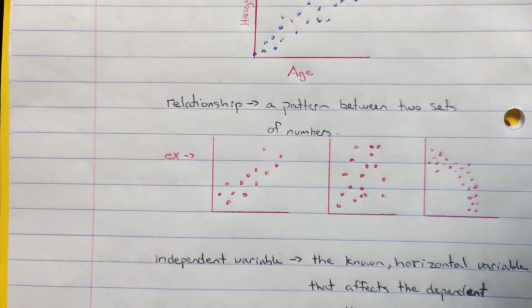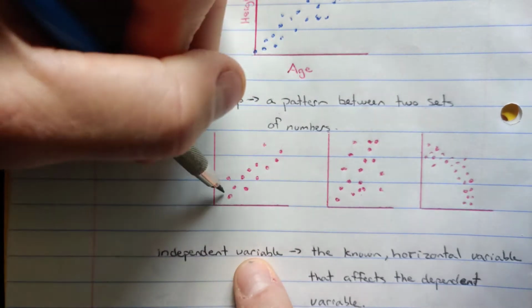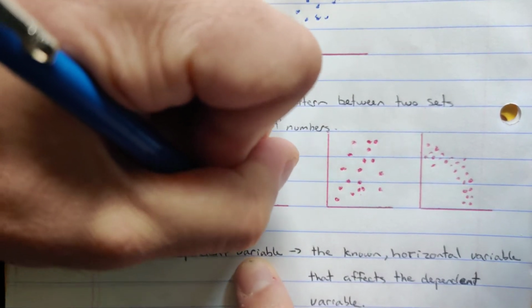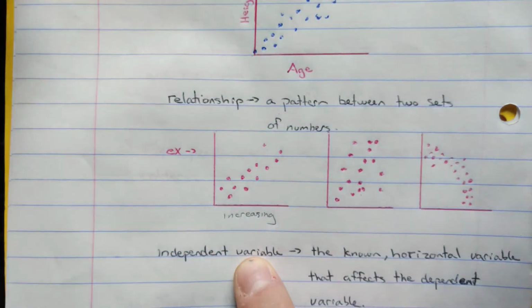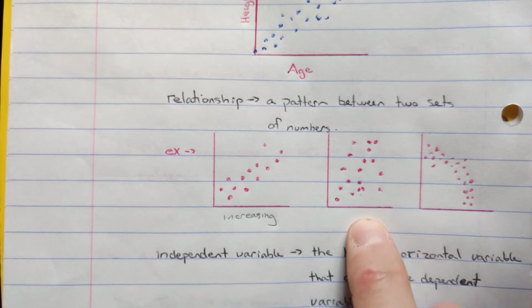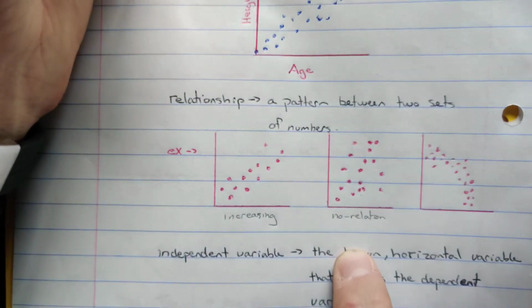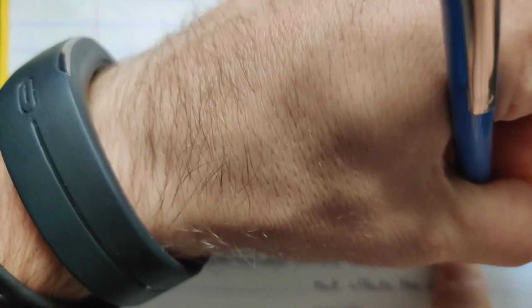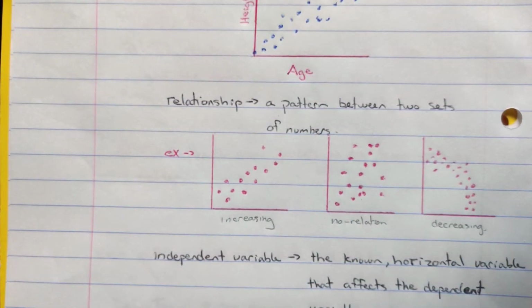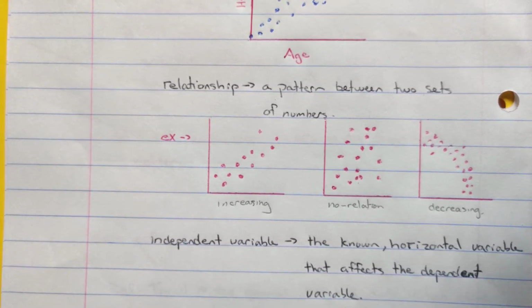In terms of what a relationship is, it's just the pattern between two sets of numbers. So here we in general have an increasing relationship. Here there's not really any relationship. And here would be a decreasing relationship. And those are the general kind of descriptors for them. They're either going to increase, have no relation, or have a decreasing relationship.